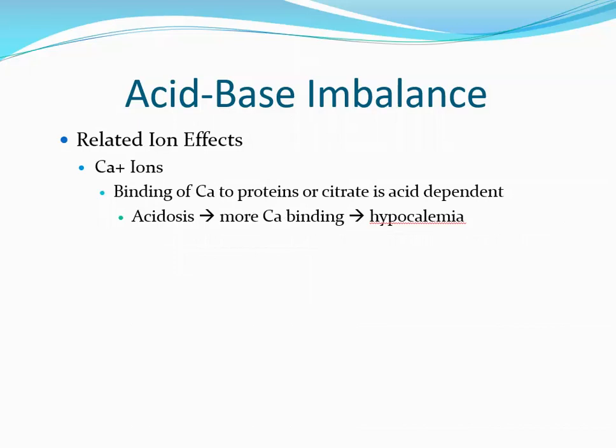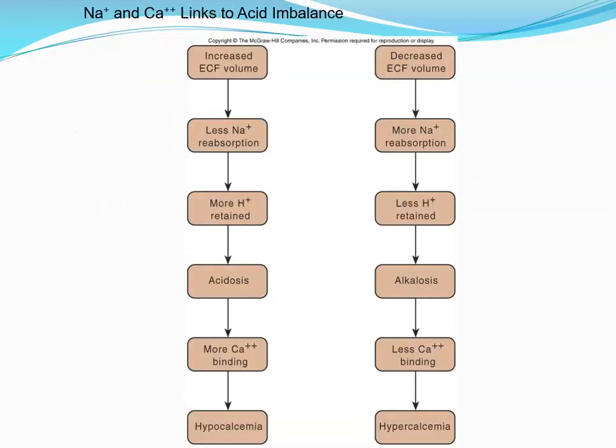With calcium, the binding of calcium to protein or citrate is acid dependent. So when a person is acidotic, more calcium will be found in the bound state, and this can result in hypocalcemia. This chart just shows the links between sodium and calcium to acid and base imbalances.